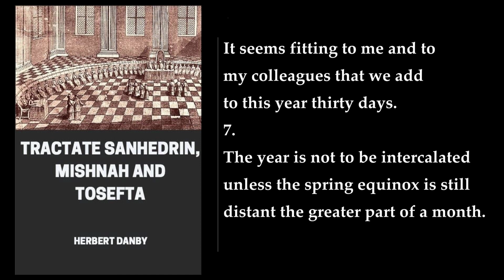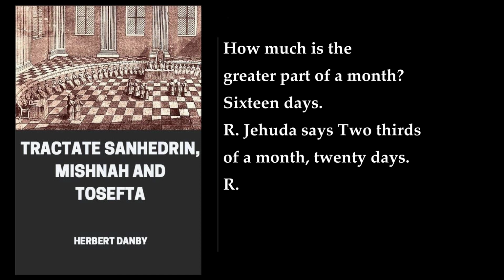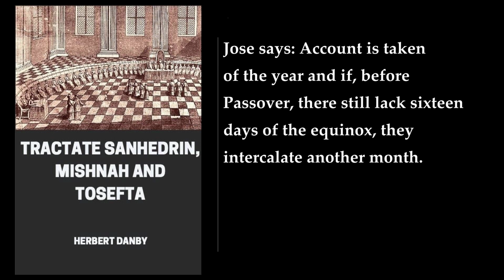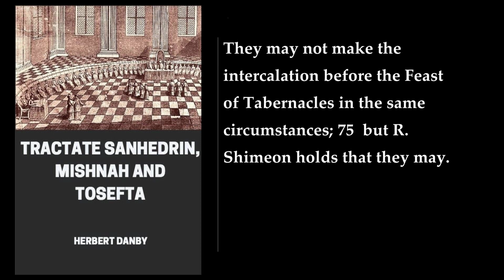7. The year is not to be intercalated unless the spring equinox is still distant the greater part of a month. How much is the greater part of a month? 16 days. R. Jehuda says two-thirds of a month, 20 days. R. Jose says, account is taken of the year and if, before Passover, there still lack 16 days of the equinox, they intercalate another month. They may not make the intercalation before the Feast of Tabernacles in the same circumstances, but R. Shimeon holds that they may.